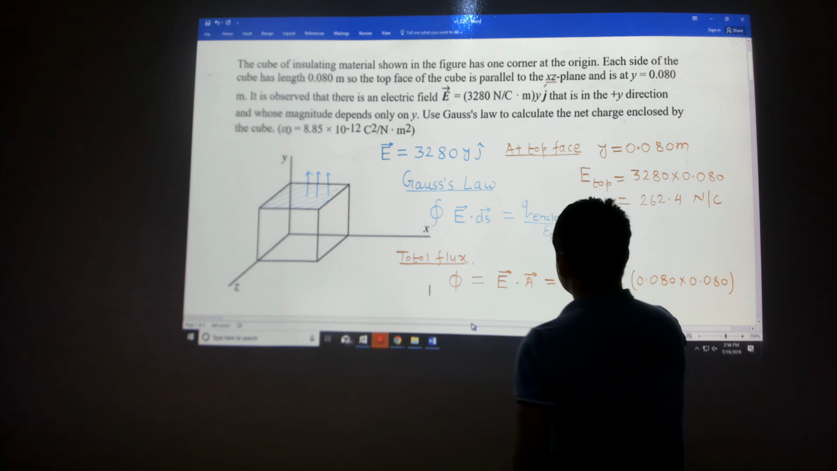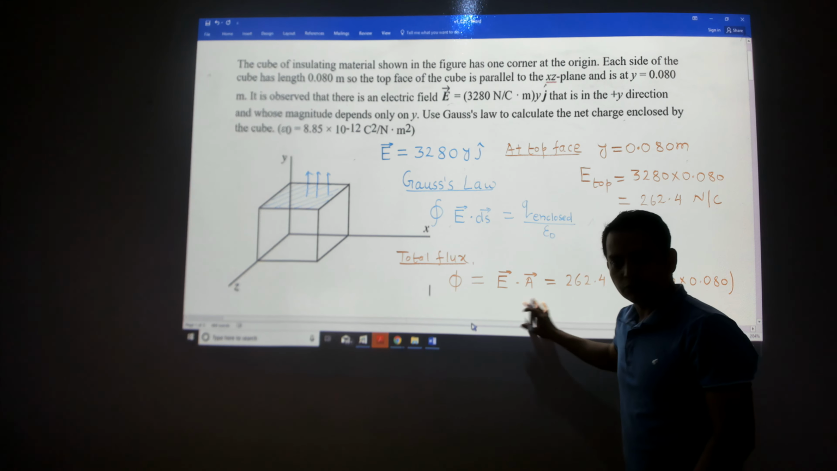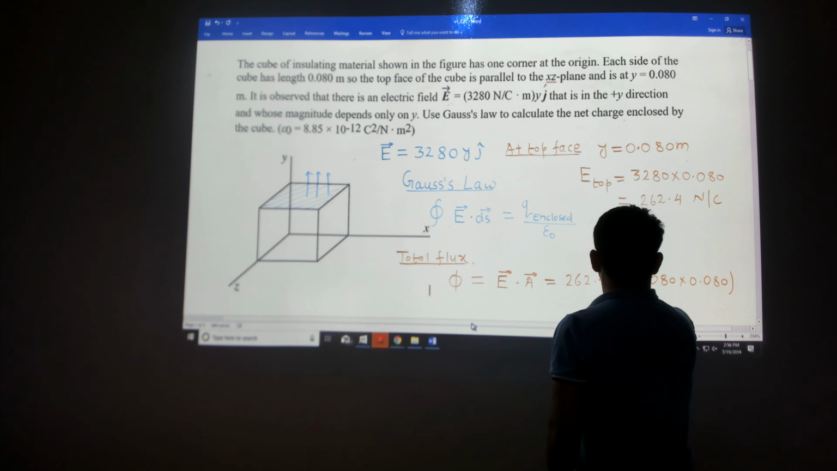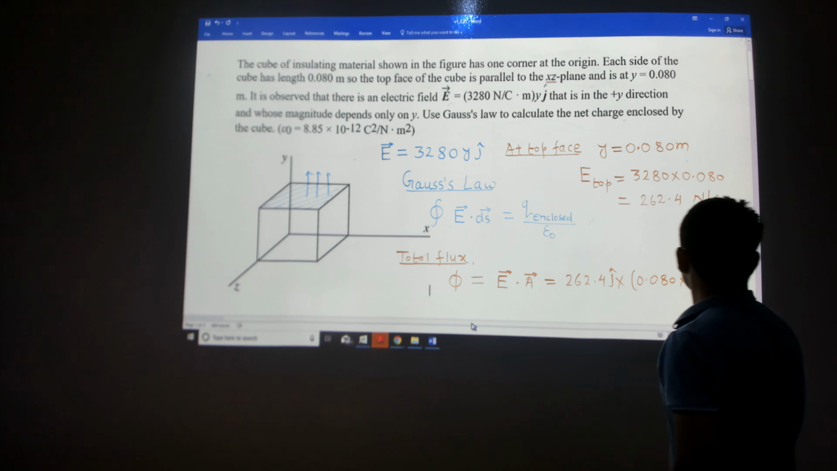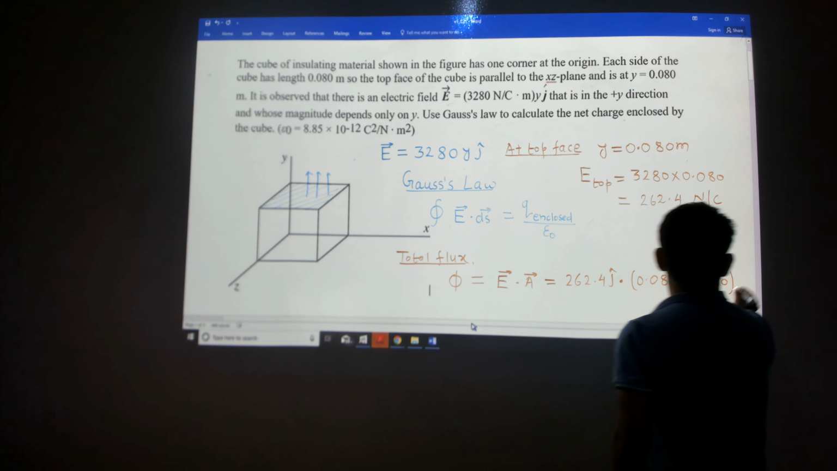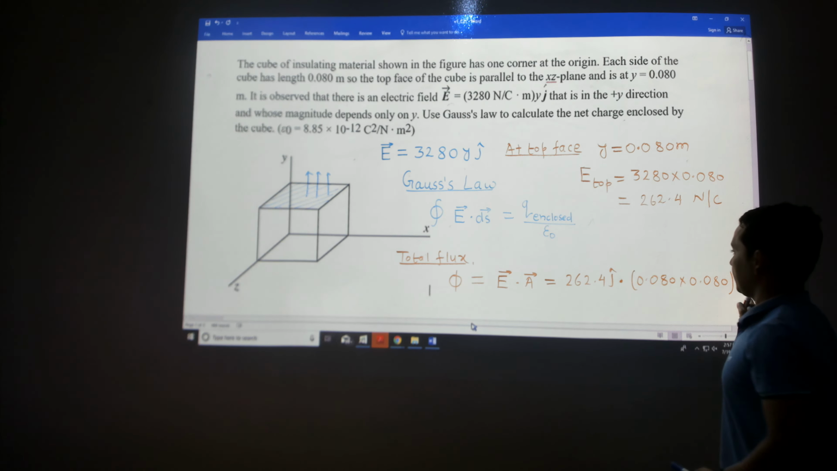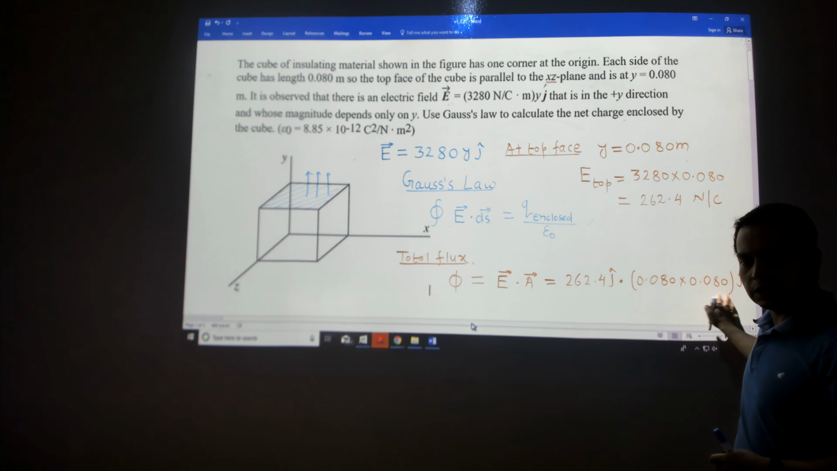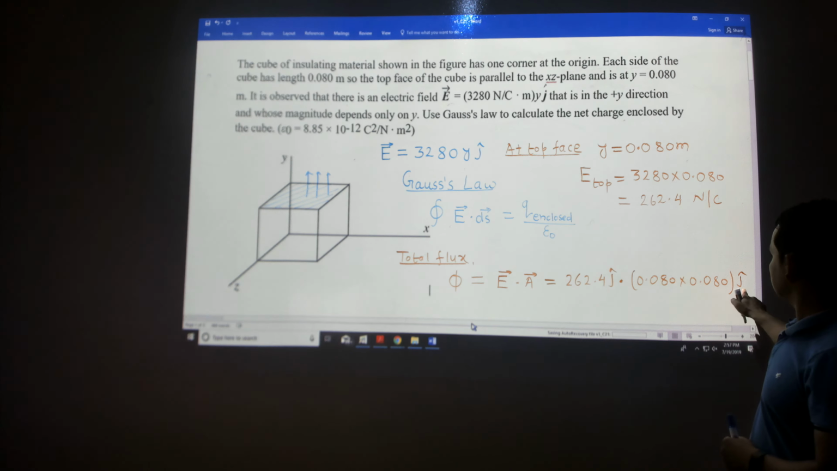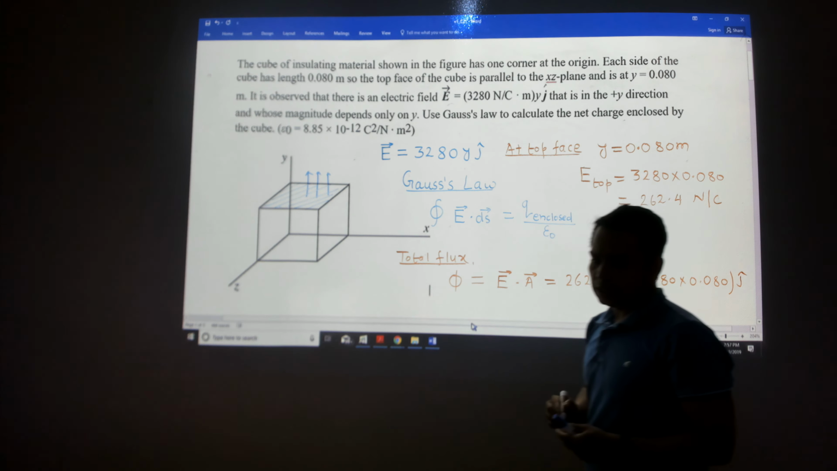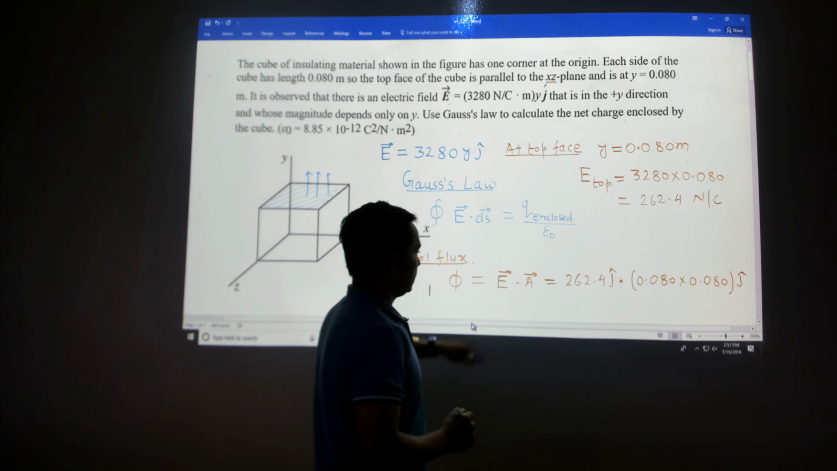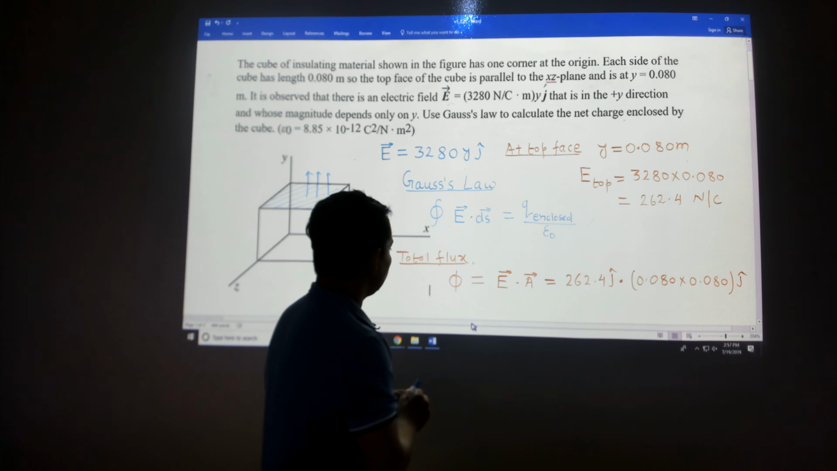Just to be more specific, I'm going to write down a J vector times a J vector here, because both are oriented along the y direction. That's why I'm taking J vector and J vector here. And this is the total flux. Let's calculate this number now.